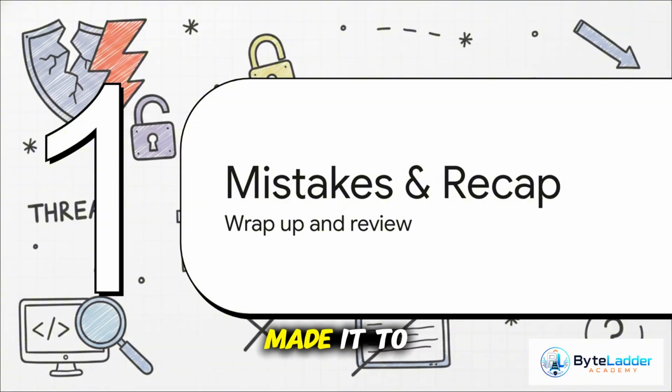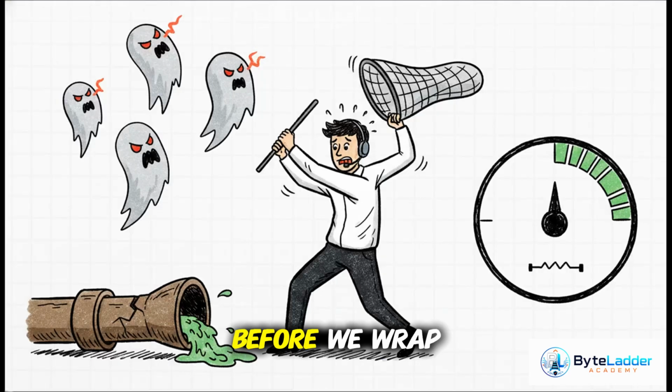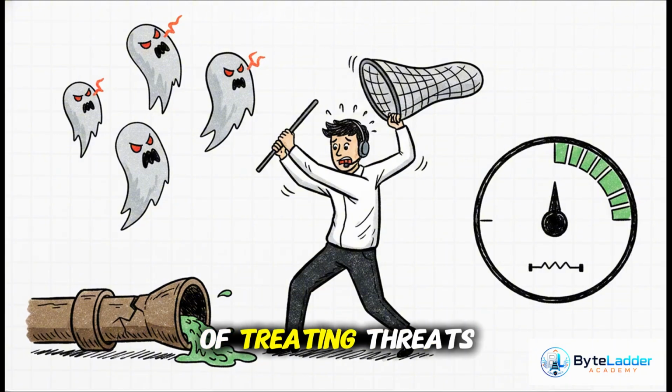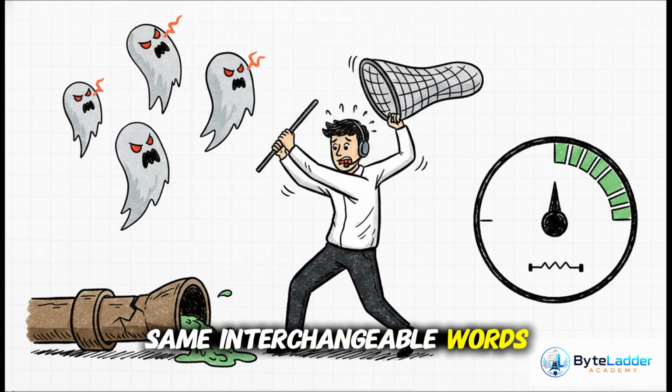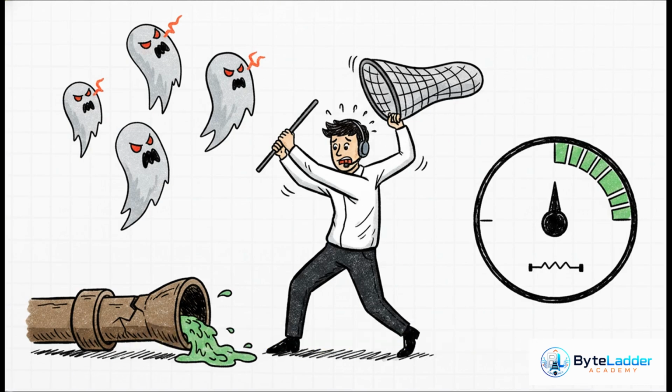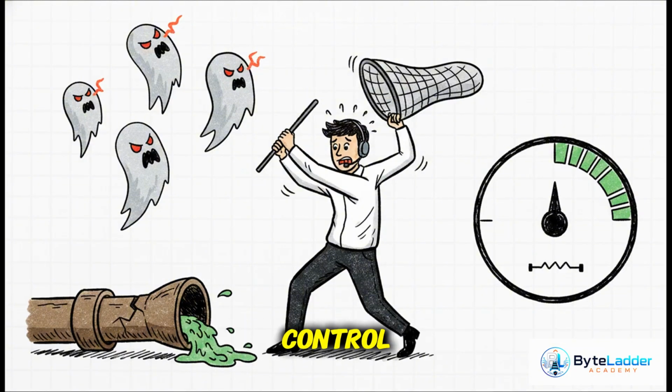All right, we've made it to Section 6, common mistakes and recap. Before we wrap up this lesson, we really need to cover the most common pitfalls learners run into. Whether you're sitting for your Security Plus exam or grinding away in IT support, please do not make the mistake of treating threats, vulnerabilities, and risks as the exact same interchangeable words. They are totally distinct. Another massive industry trap is focusing entirely on the threats we can't control. It's honestly like chasing ghosts, instead of fixing the internal weaknesses we actually can control.